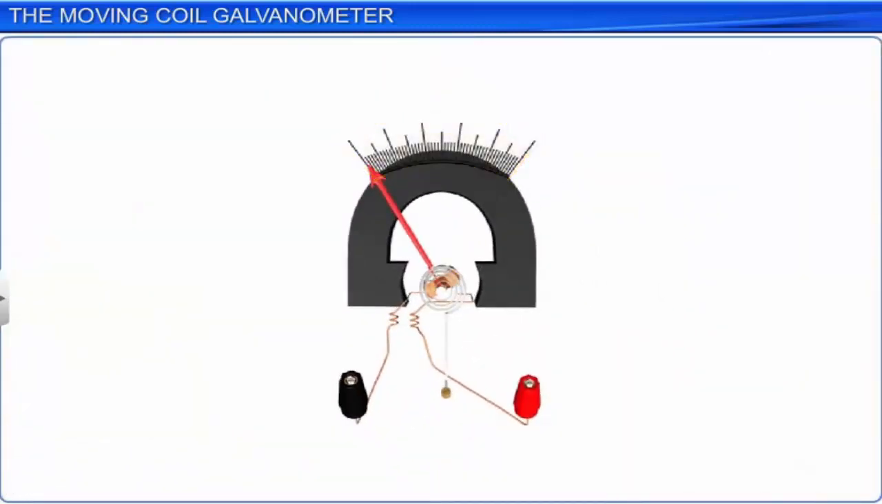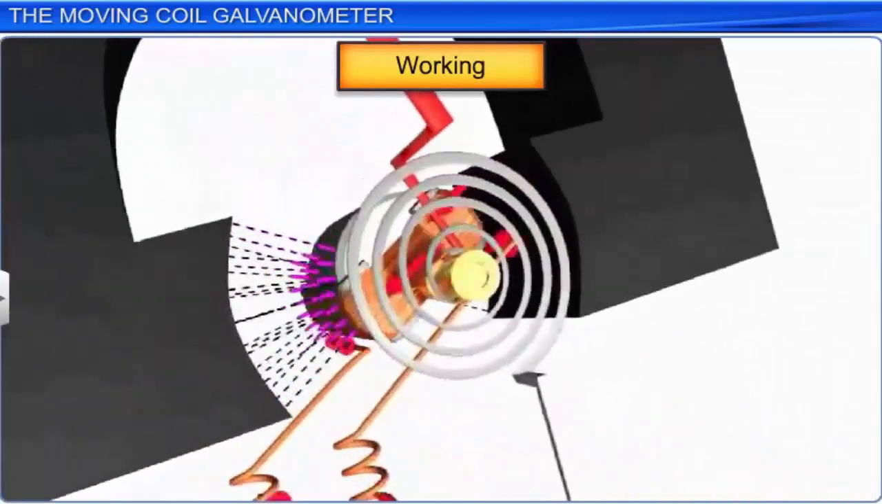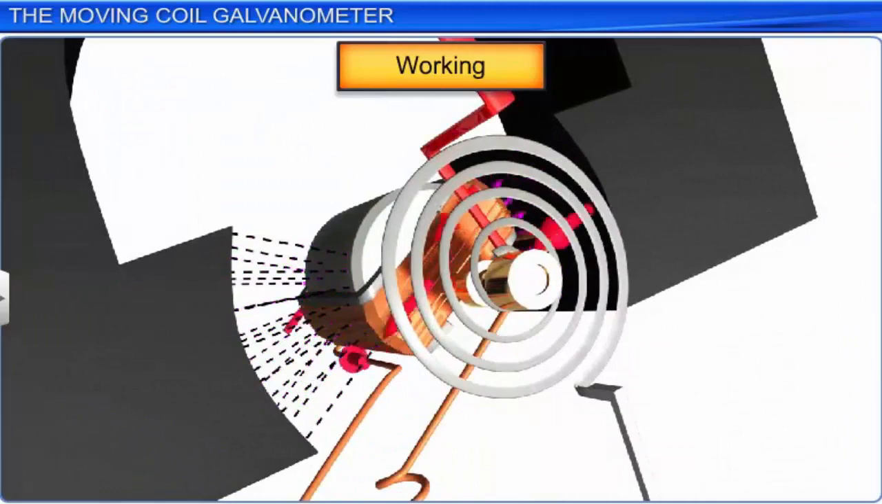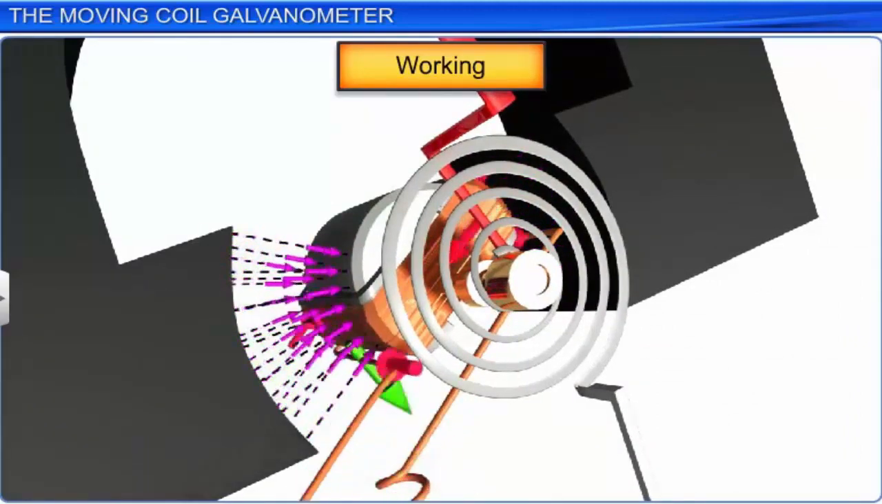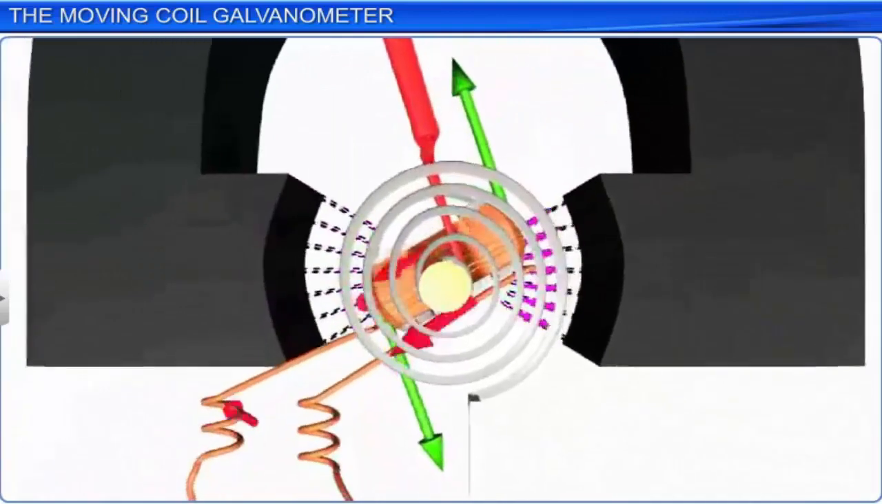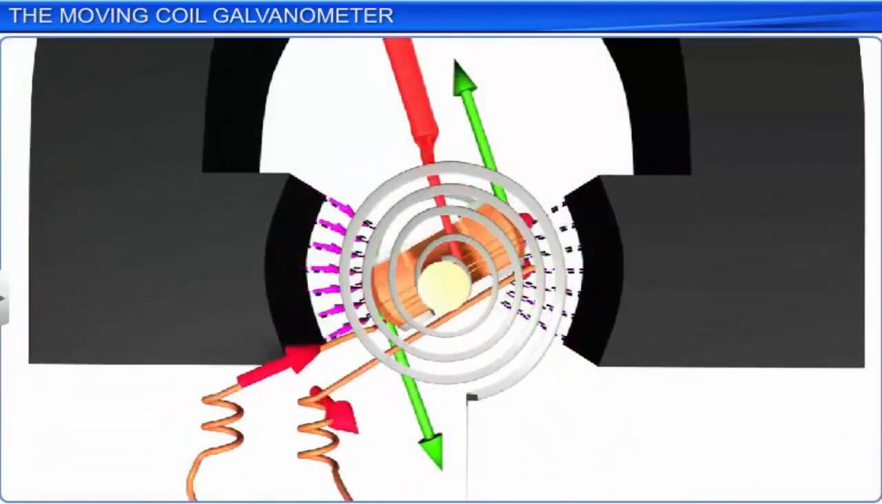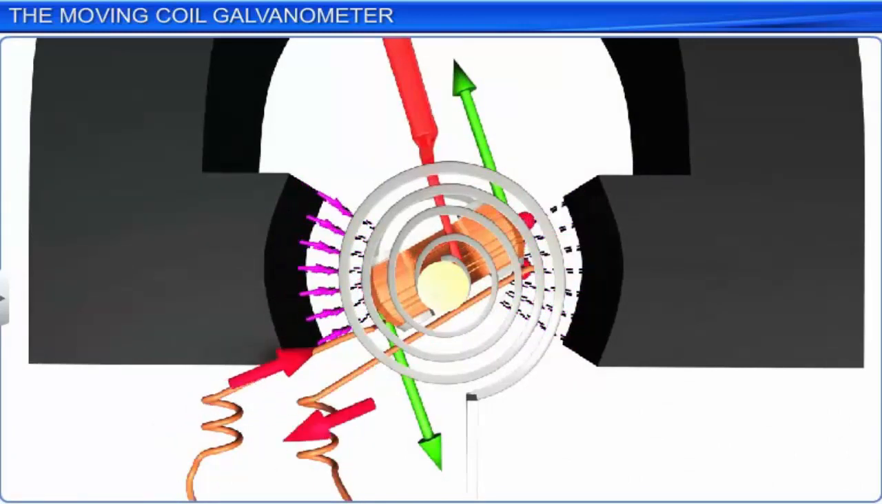Now, let us discuss the working of the moving coil galvanometer. When an electric source is connected to the terminals of the rectangular coil, a torque is produced. That is, when a current passes through the rectangular coil, two equal and opposite forces acting on either side of the coil produce a couple. In our present context, we refer to this couple as the torque.